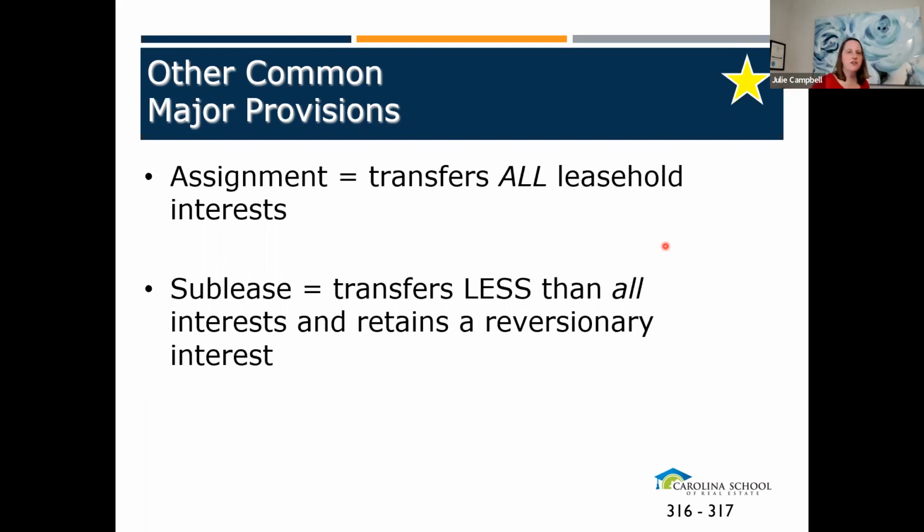There may also be a provision that allows for a sublease. The original lessee has some liability. They don't transfer all of their interest. They still do keep some liability. So if the new tenant stops paying, the landlord could go after both parties.